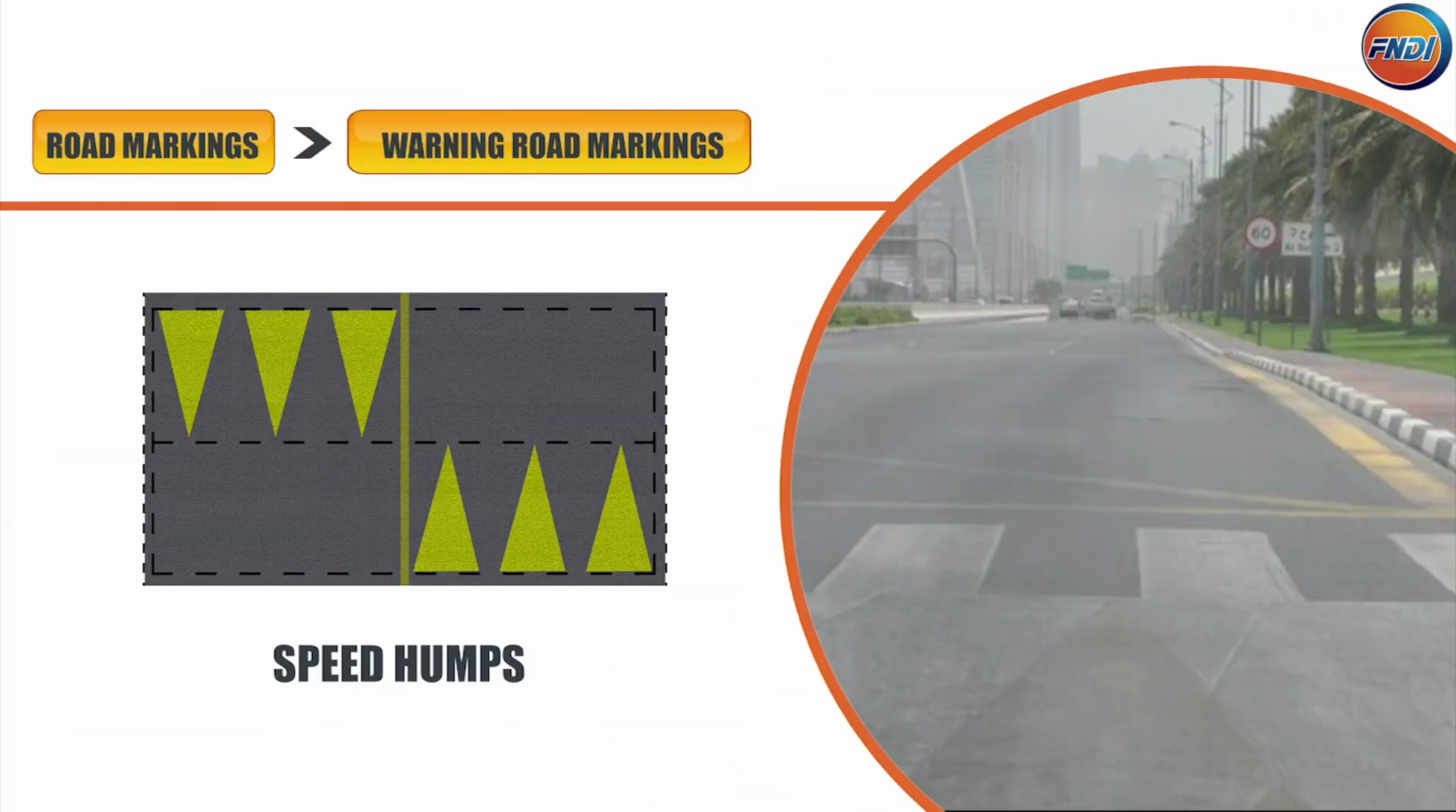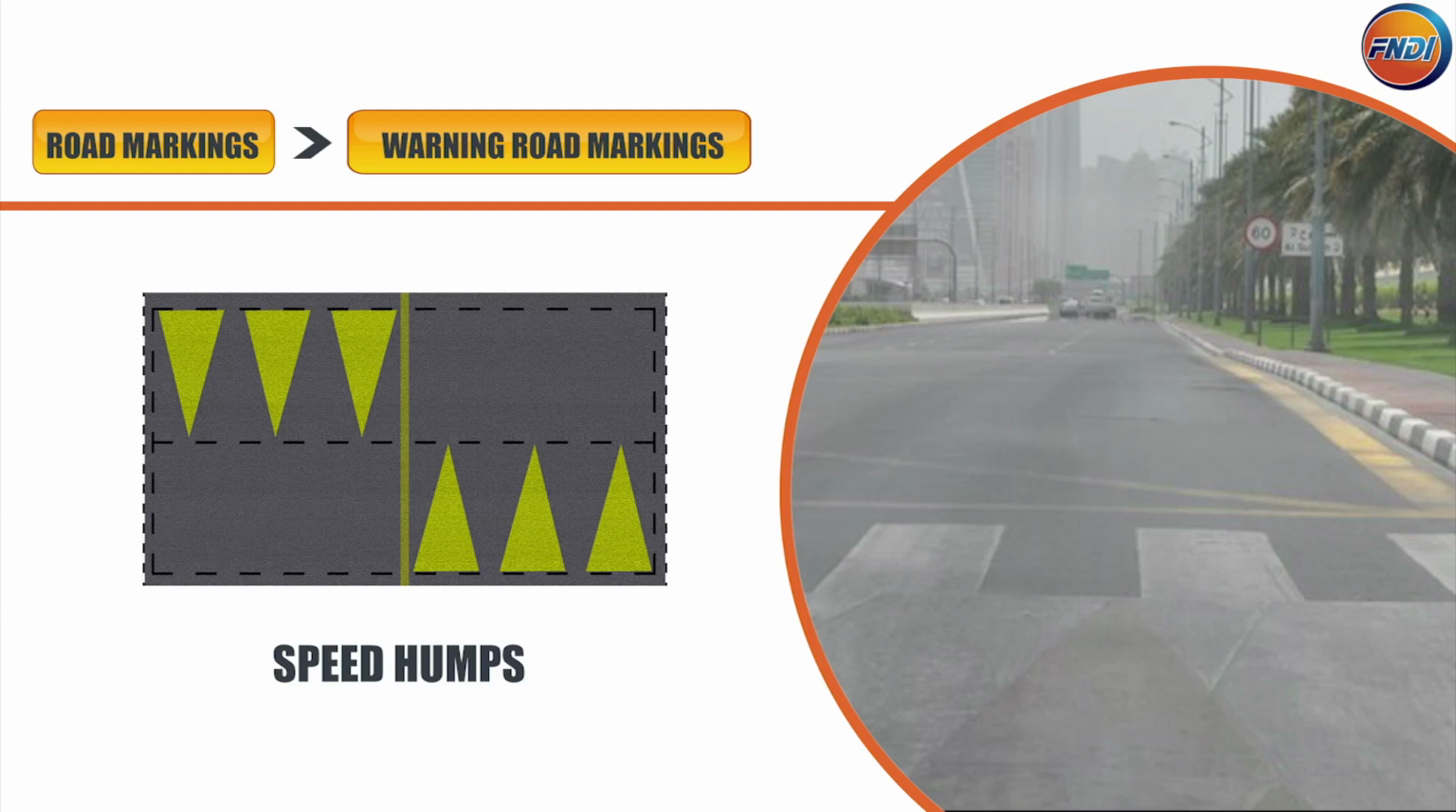Speed humps. Speed hump markings are used to warn motorists of the presence of a speed hump in the roadway. It comprises of yellow triangular areas arranged at the entry upslope of the speed hump, and the long axes of the triangle are aligned in the direction of travel. The raised table pedestrian crossing is usually combined with the speed hump marking.